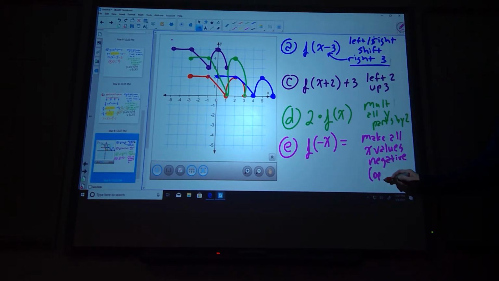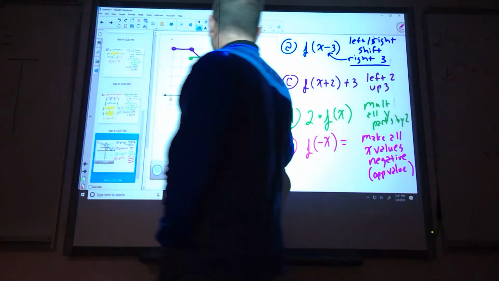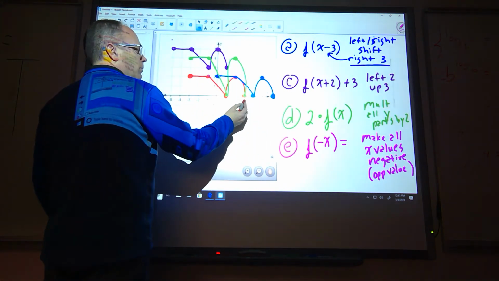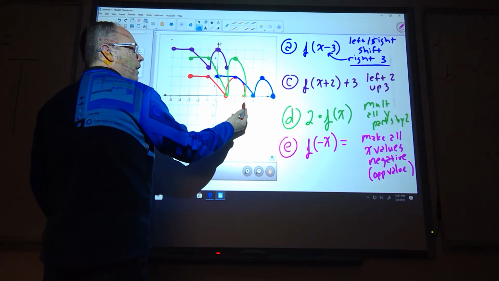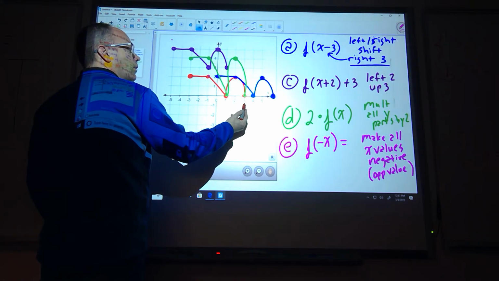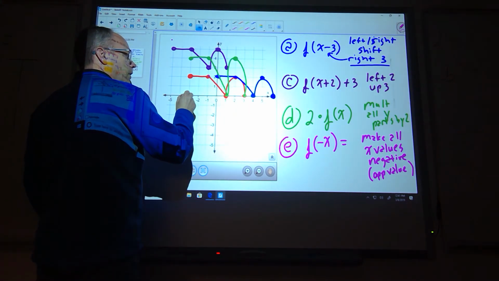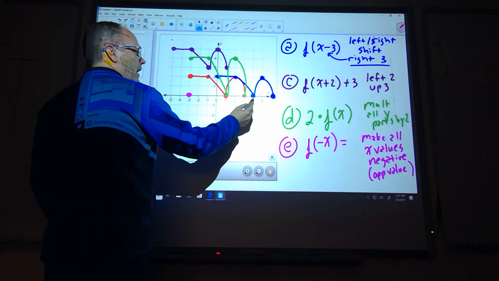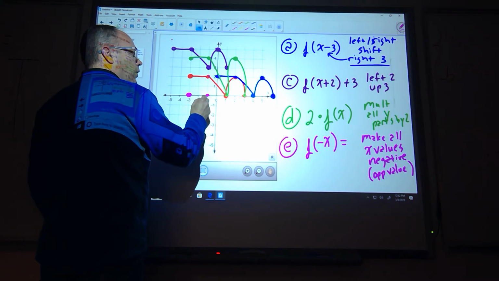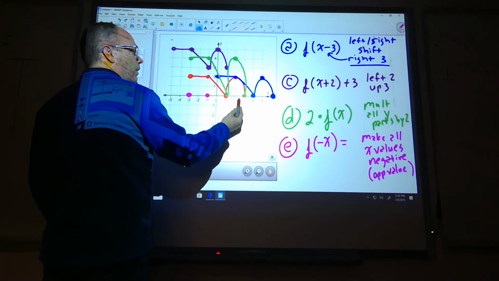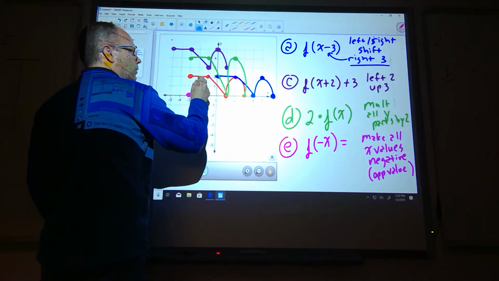Or opposite value. So if it was positive, it'd become negative. If it was negative, it becomes positive. All right, so we still have our red there. Agree? So what's my x value here? What's my x value right here? 3, so it's going to be negative 3. What's my x value here? 1. So that's going to be negative 1. What's my x value here? So it's going to be negative 2.